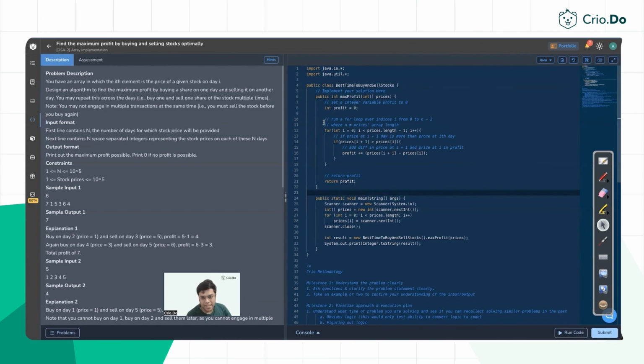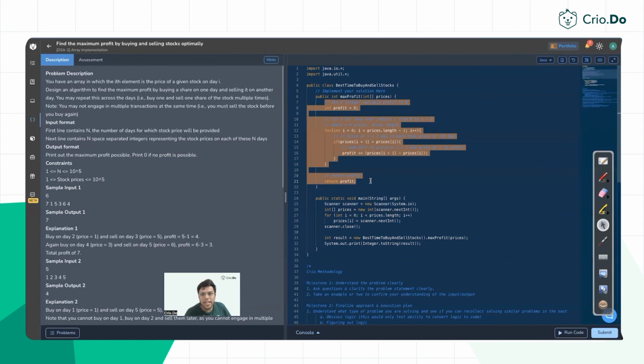What is the time complexity? As you can see, there is a loop running on the array of n size, so the total time complexity will be linear. And the space complexity, since we are not taking any extra space, we are not creating any array or any other data structure, will be constant, that is order of 1. So with that, we are done with the problem: find the maximum profit by buying and selling stocks optimally.